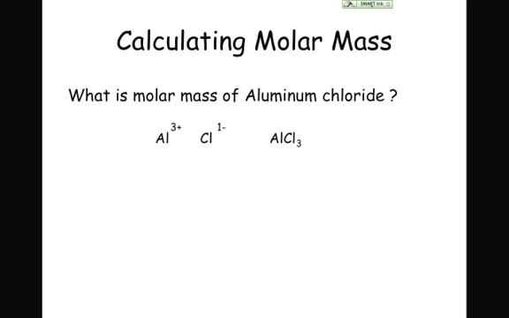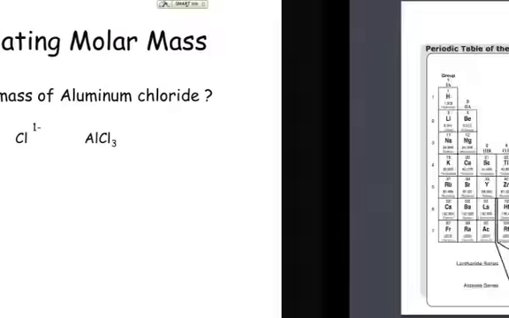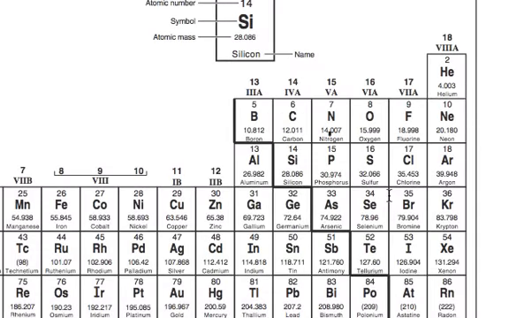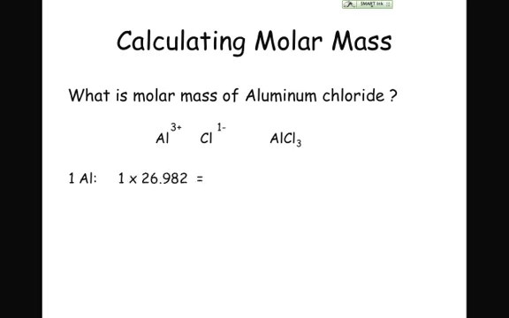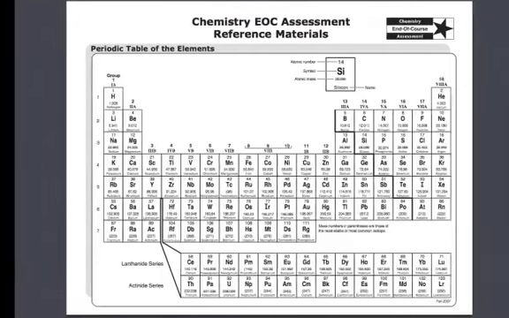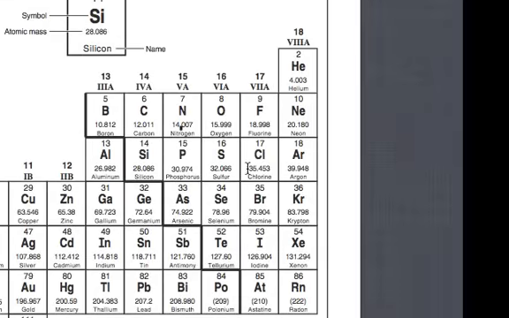All right, so now let's do our masses. We have 1 aluminum. Go back to our periodic table, find aluminum, and it has a mass of 26.982. So we have one of those. 1 times 26.982 gives us 26.982. We have 3 chlorines. So go to your periodic table, look up the mass of chlorine, 35.453.